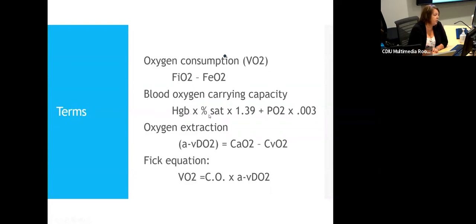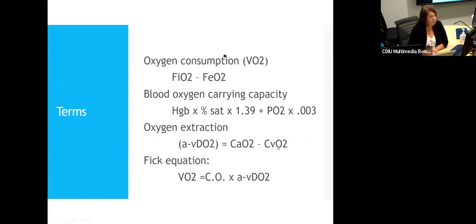This is the equation for O2 carrying capacity, and it has a factor of hemoglobin, a saturation, a fudge factor of 1.39, a PO2, and another fudge factor. We often are looking at what oxygen extraction is. So we will know what's happening at the alveolar level. We can measure that. We can measure what is happening at the venous level. And that is going to help us determine what our O2 content is arterially and in our venous system.